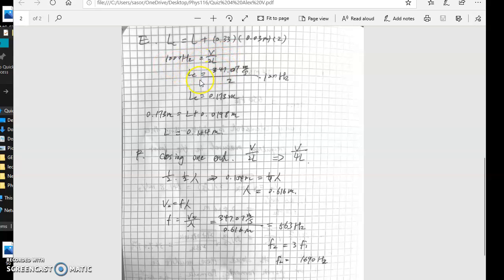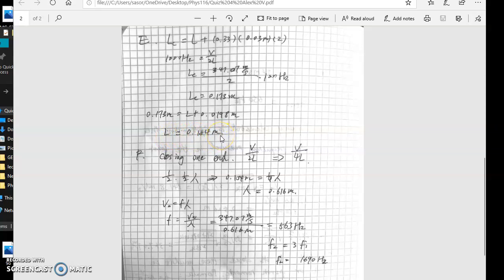So using this formula, we can find L sub c through a little bit of manipulation. It is 0.173 meters. However, if we plug it back into this equation, we can solve for the only unknown left, which is the actual length of the pipe, 0.154 meters.